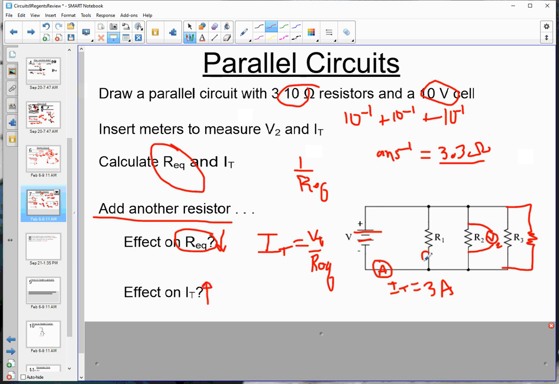Now, if they were asking about I1, there would be no effect on I1 because, as we learned in parallel circuits, when you tinker with a given branch, it has no effect on the other branches. This is not true in series, but it's definitely true in parallel.